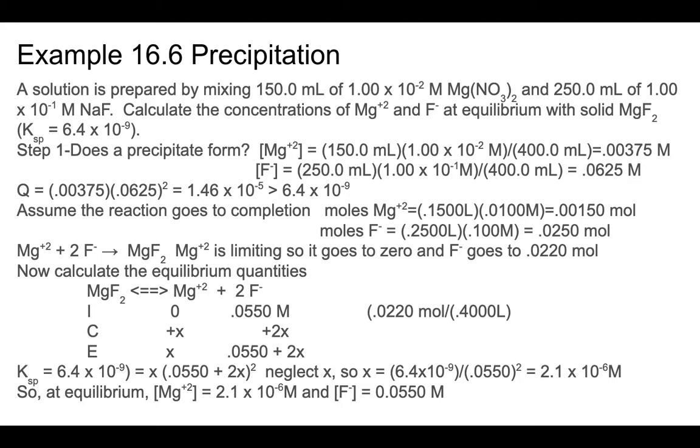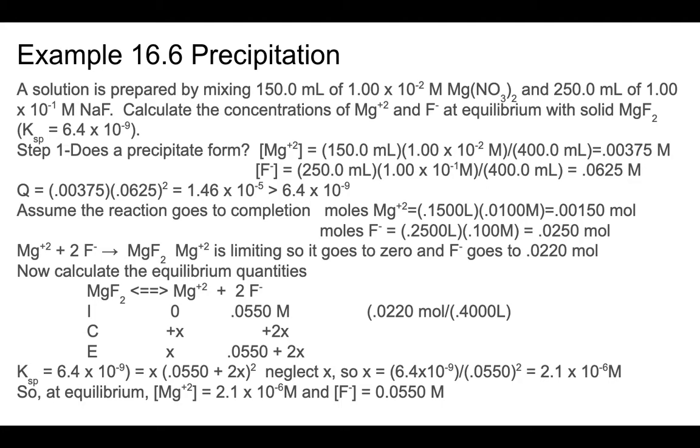We plug in 0.055 for the F minus. Our change is going to be plus X and plus 2X for the F minus, and X and 0.055 plus 2X for the two molarities at equilibrium. Ksp then is going to be 6.4 times 10 minus 9. Oops, looks like an extra parentheses sign in there.